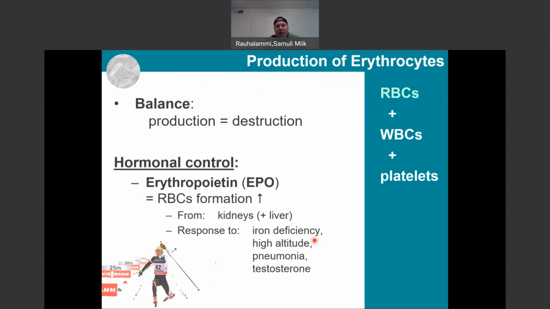Well, that would be acceptable, but you would not be allowed to, for example, inject more EPO into your body. That would be considered as doping. So there's a little bit of balancing there.